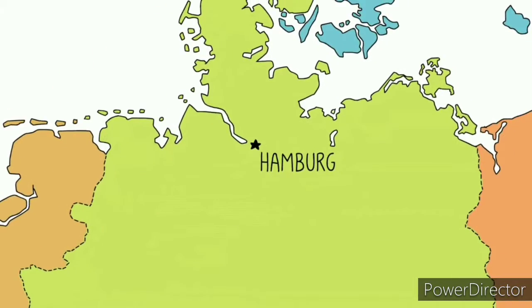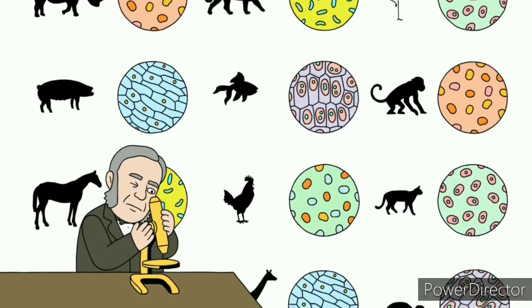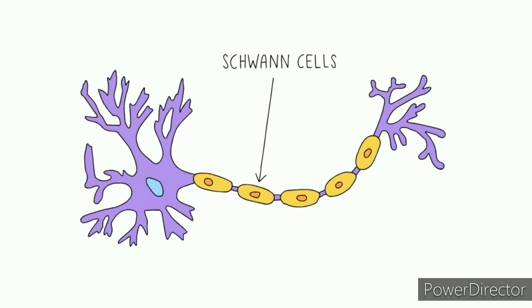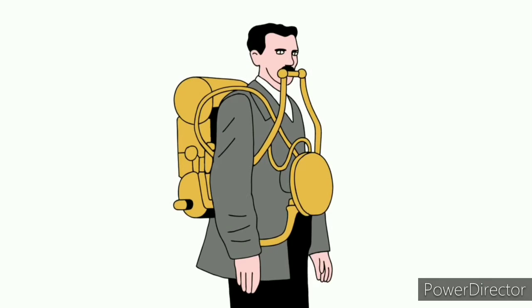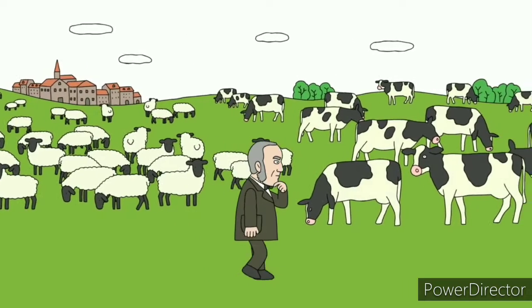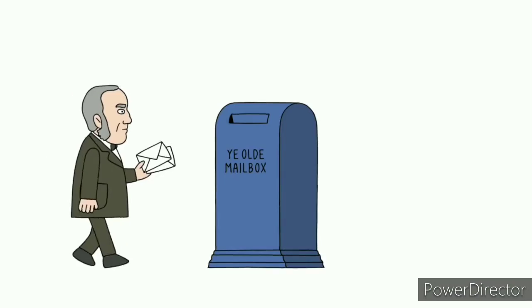At the same time, on the other end of Germany was Theodor Schwann, a scientist who not only studied slides of animal cells under the microscope and got a special type of nerve cell named after him, but also invented rebreathers for firefighters and had a kickin' pair of sideburns. After studying animal cells for a while, he too came to the conclusion that all animals were made of cells.